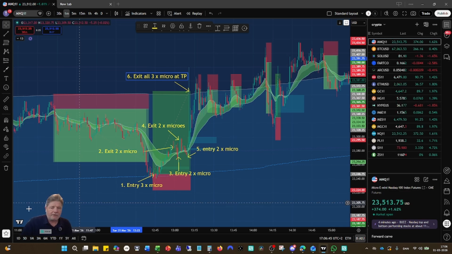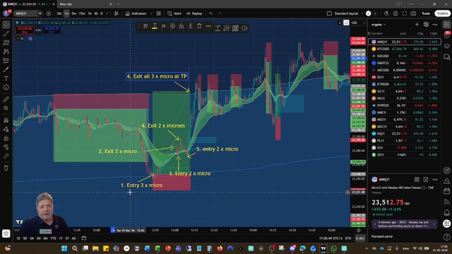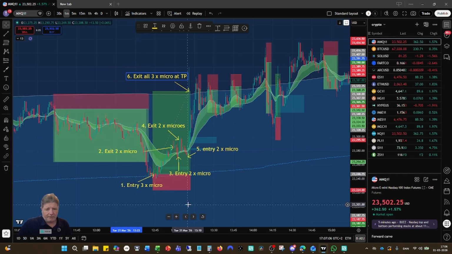So basically what's happening here, I have an entry here with 3 micro contracts. The reason I go in with the, you can say, full size that I agreed with myself to trade was that we had just gone very rapidly down to VWAP. VWAP is the blue line here, and I could see that it lost momentum, and I expected that I could make a good long here.